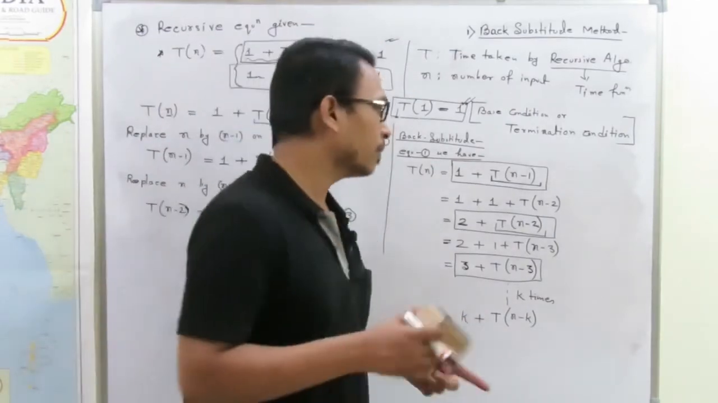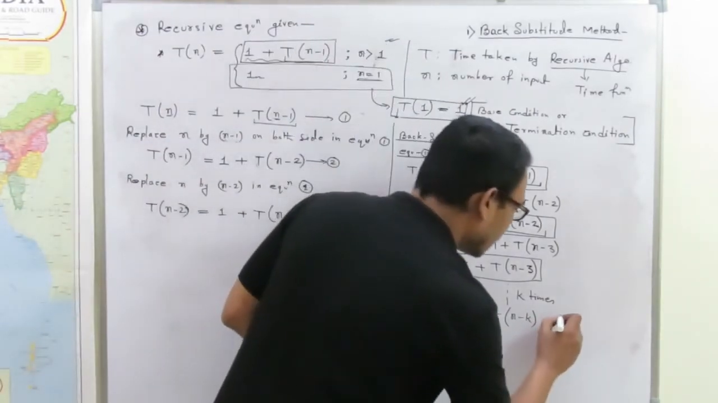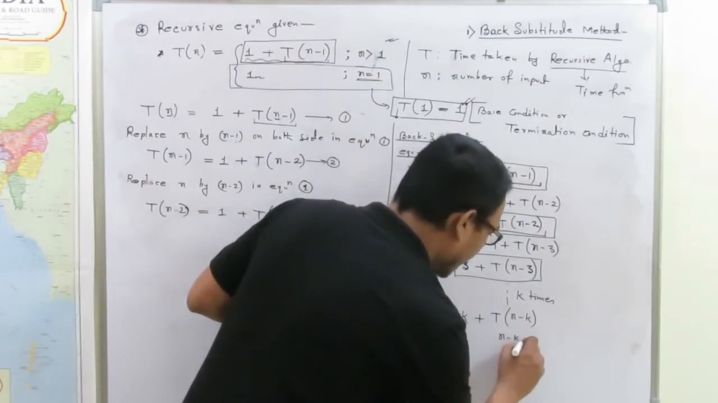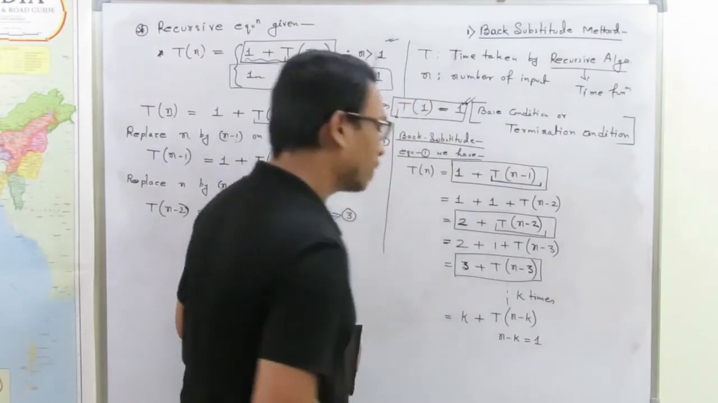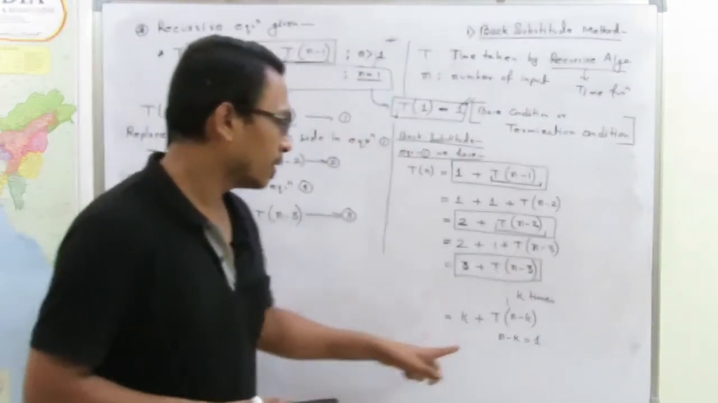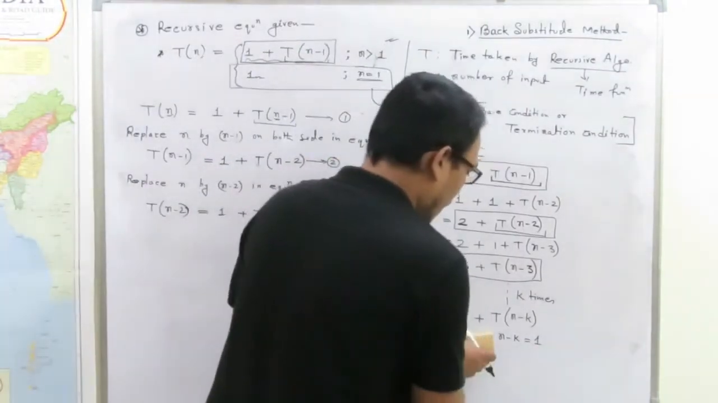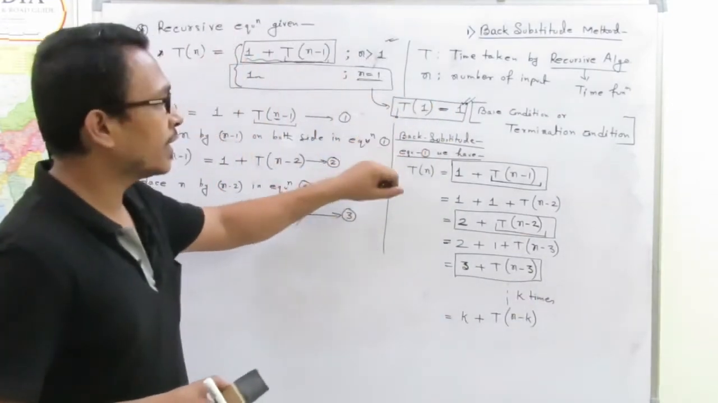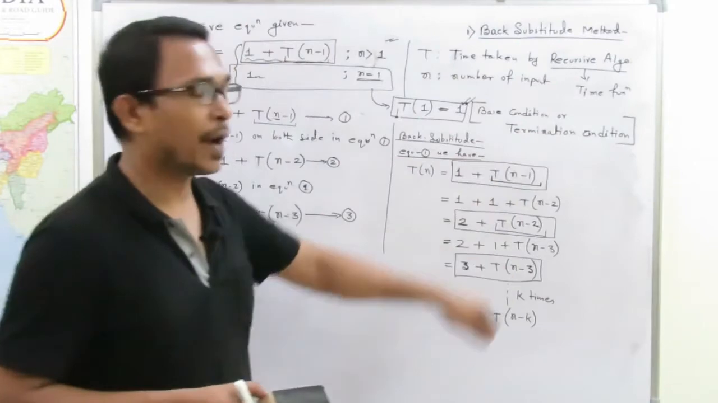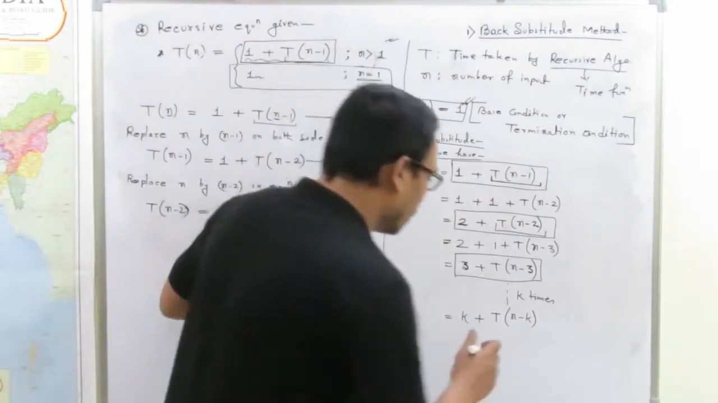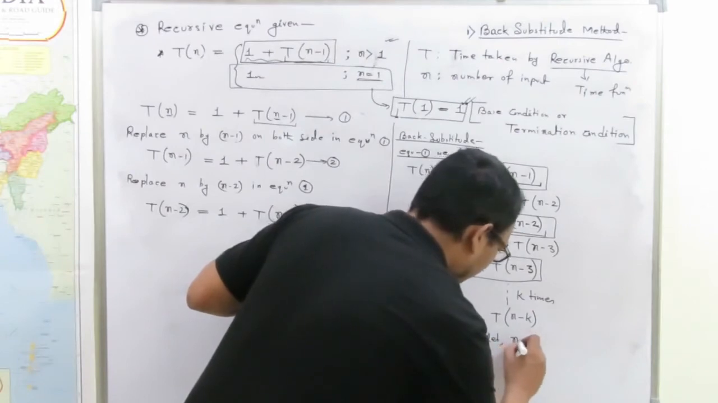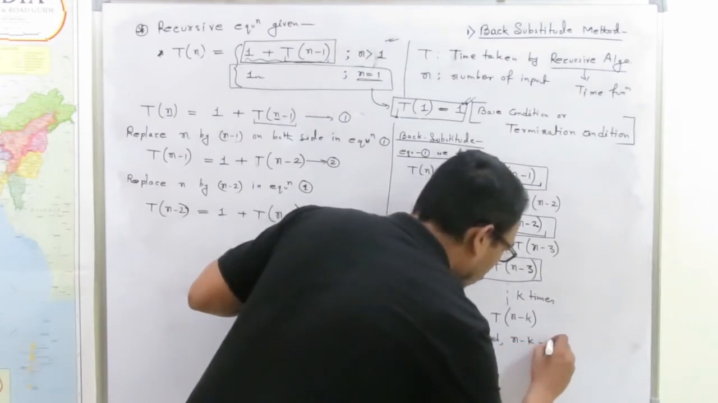By assuming that n minus k equal to 1, we can reach that t of 1. We can reach our base condition or termination condition. So let n minus k equal to 1.